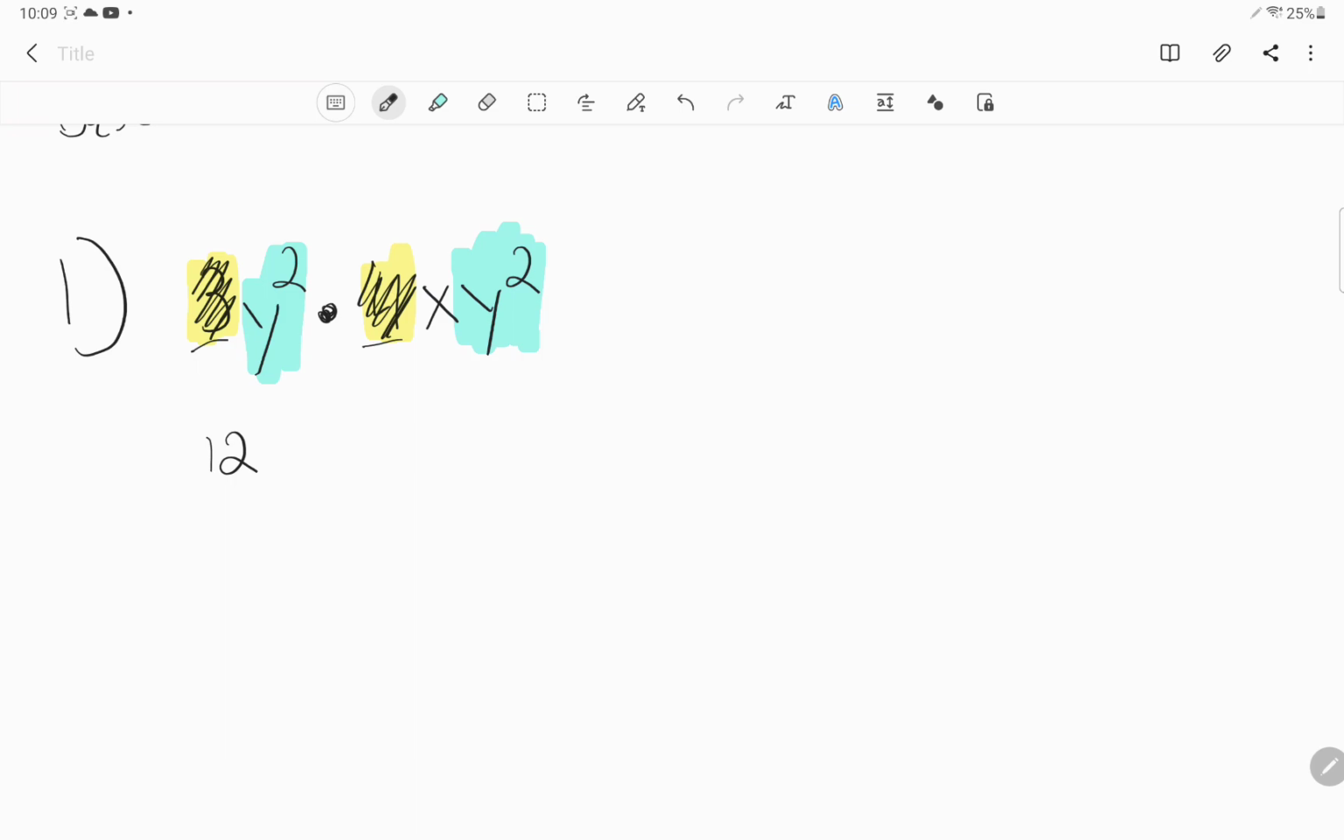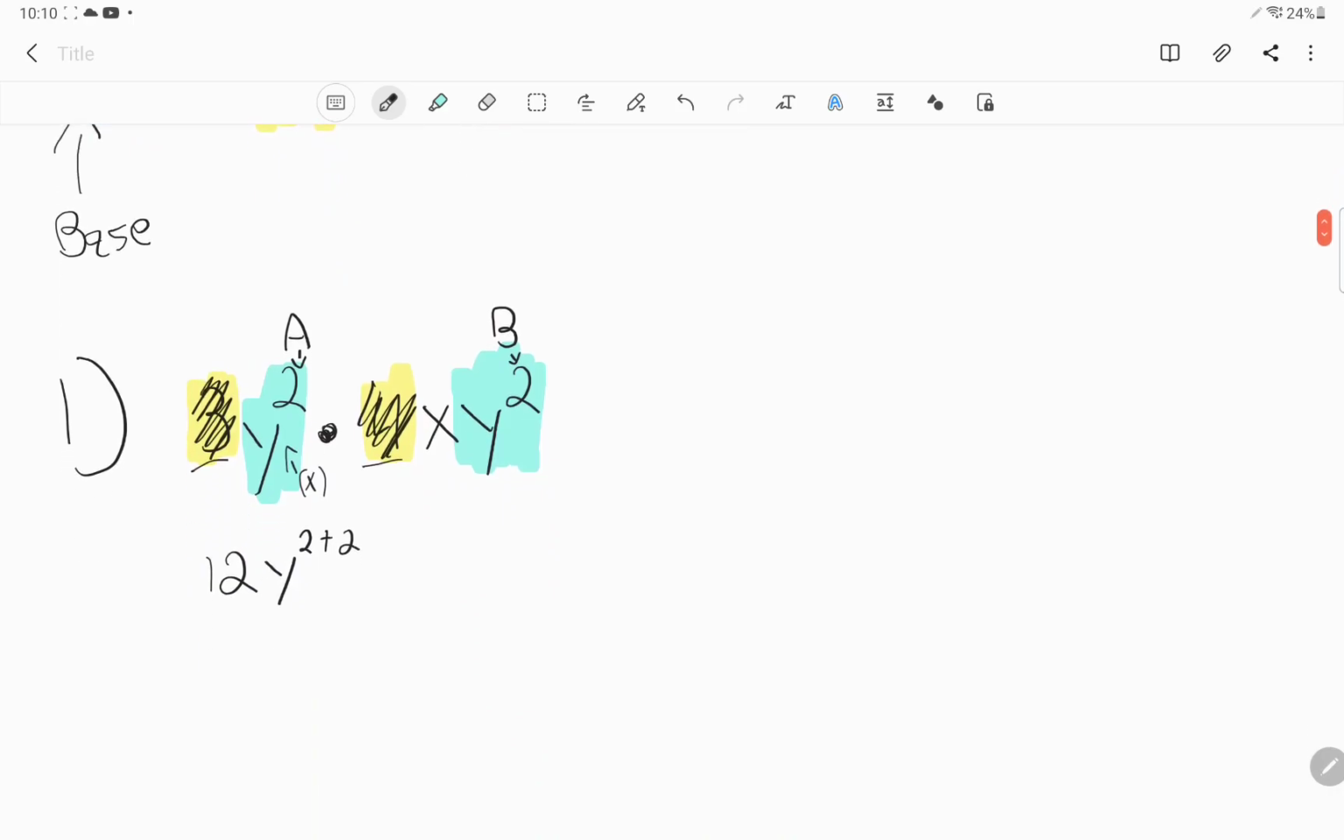Now, I can see that my first y has an exponent of 2, and my second y also has an exponent of 2. So the first thing that you need to do, you need to write the base. So in this case, my base is going to be y. And I'm going to rewrite, and I'm going to write both of my exponents. So exponent a plus exponent b, which is 2. And I'm going to label them over here. This is exponent a, and this is exponent b right here. And y is going to be considered an x in this occasion. The x that we had over here on top.